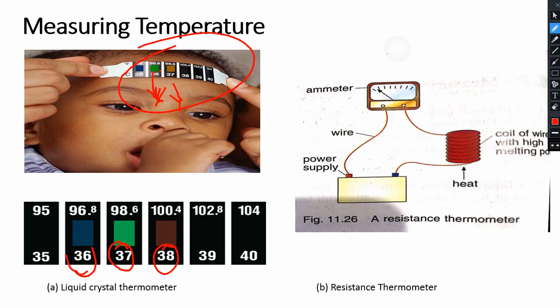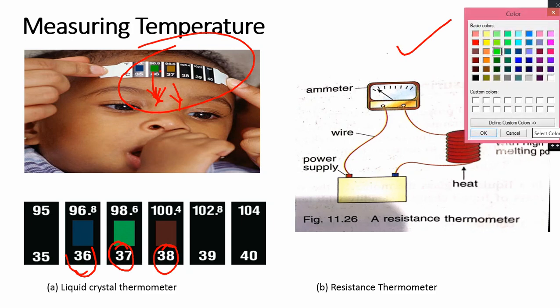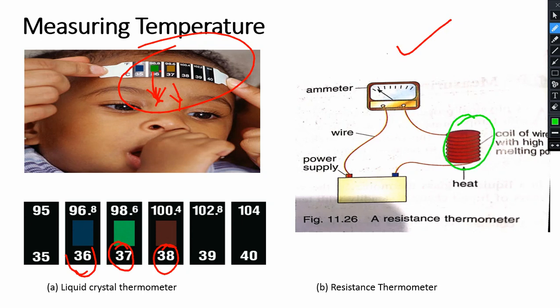Now look at the resistance thermometer. So this is the resistance thermometer. In a resistance thermometer, what will happen? The main important thing in this is this, the coil, okay. The coil detects the temperature, okay, and there is a power supply, the current, okay. There may be a battery, okay.